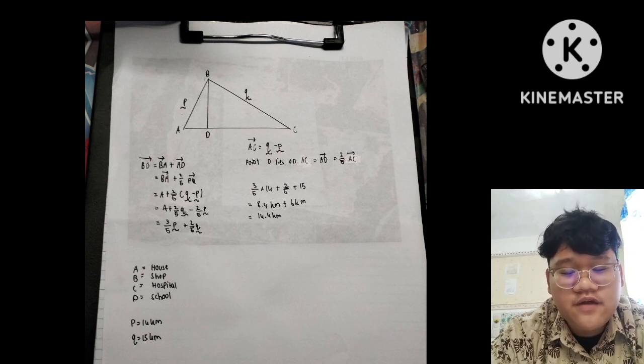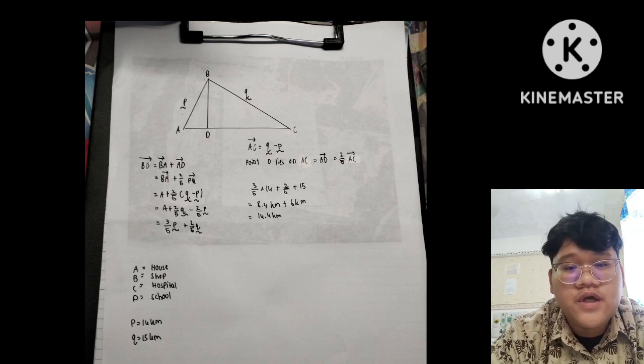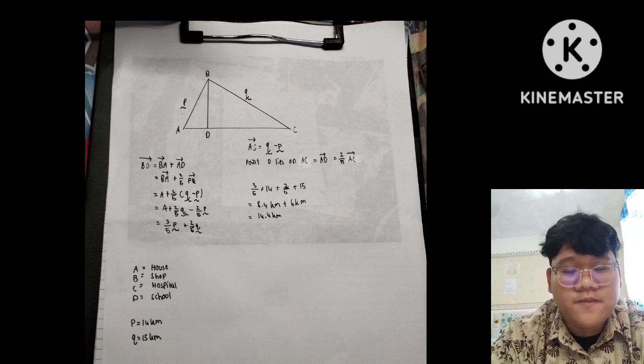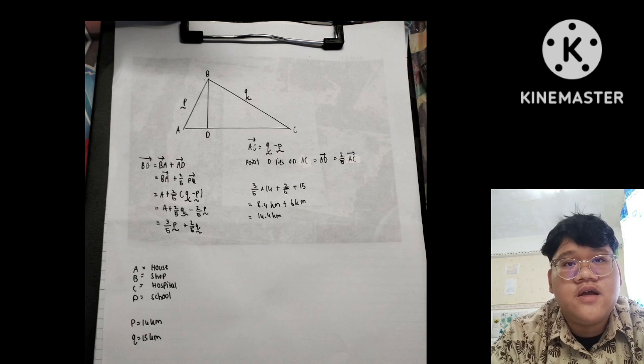And then we apply this vector and scalar into the architecture. So we assume that P is equal to 14 km and Q is equal to 15 km. So A is a house, B is a shop, C is a hospital, and D is a school. So we can substitute the values of P and Q, and we will get the answer 14.4 km.